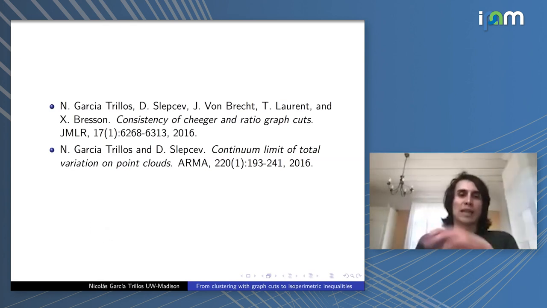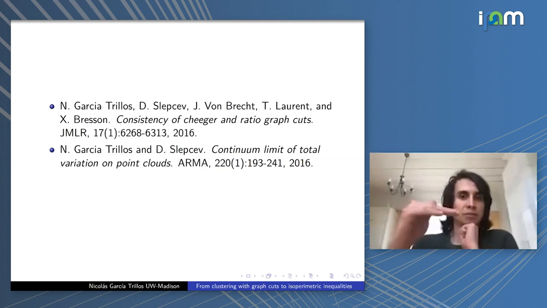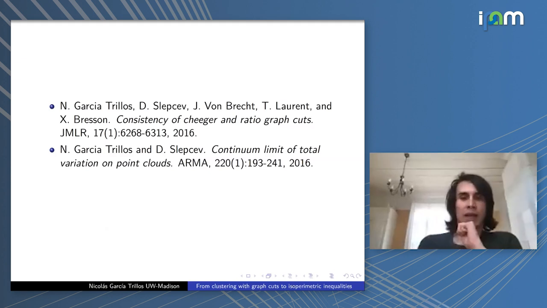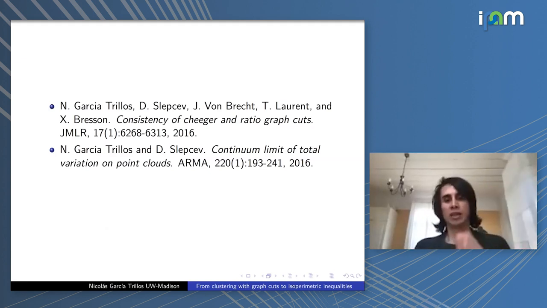Okay, so at least for now, what I'm going to discuss is based on these two papers, one of them in a machine learning journal, another one in an analysis journal. Again, this is more or less the way I operate, trying to bring connections between discrete and continuum.